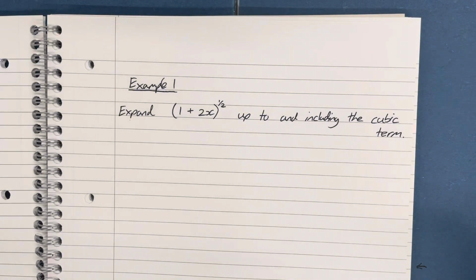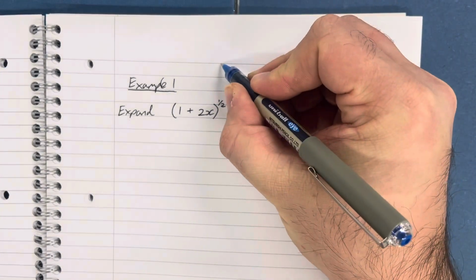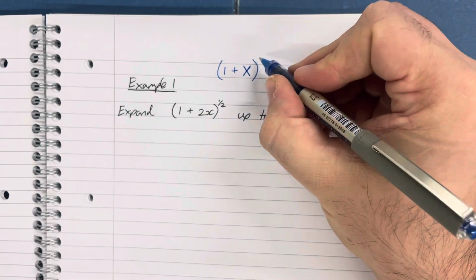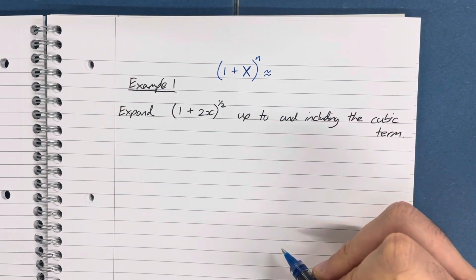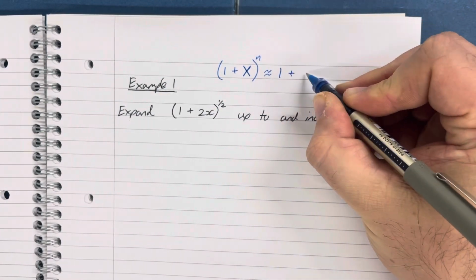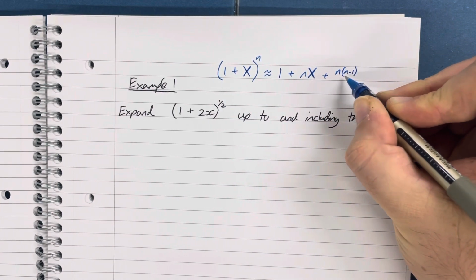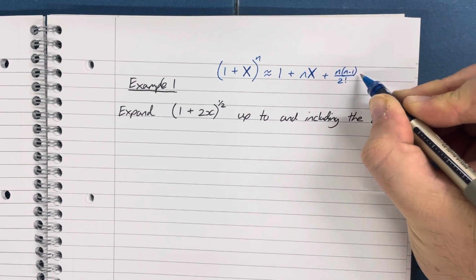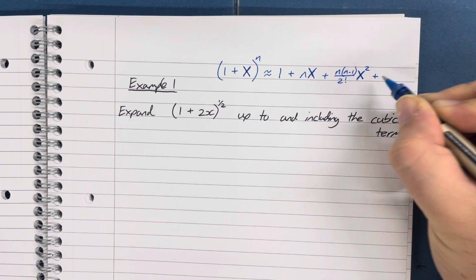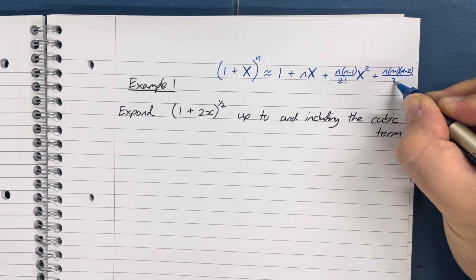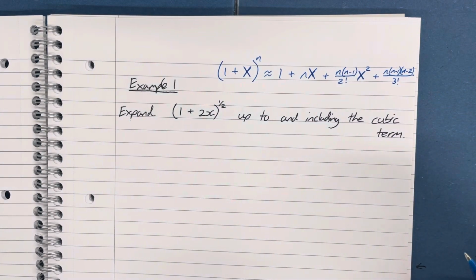Example number 1. Expand 1 plus 2x to the power of a half up to and including the cubic term. So we know that the formula in the formula book says 1 plus, I'm going to put it as a capital X, 1 plus something to the power n, is roughly, and it is an approximation, 1 plus nx plus n times n minus 1 over 2 factorial x squared plus n minus 1, n minus 2 over 3 factorial, and then there'll be an x cubed, but I've run out of space on the page.